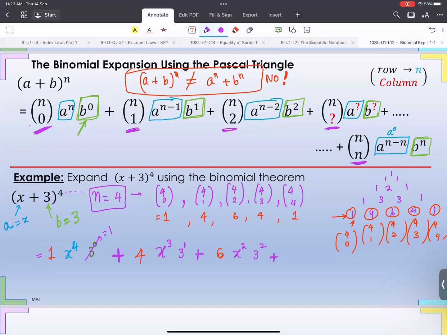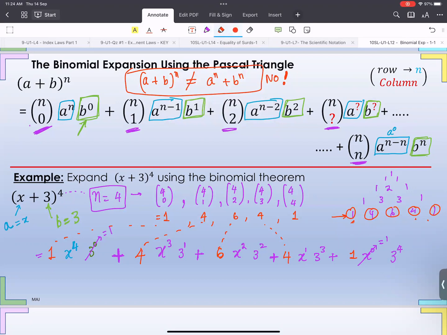Plus, the next coefficient is n choose 3. The 4 comes from here, the 6 comes from here, and the next one is going to be 4. So we use 4, and then we write x to the power of 1, which is just x, and then 3 to the power of 3, plus 1 multiplied by x to the power of 0, which we know by now is equal to 1. We don't have to write it. And then 3 to the power of 4.